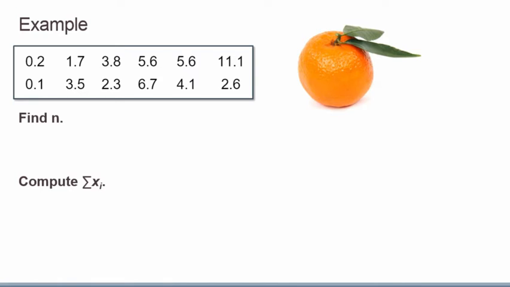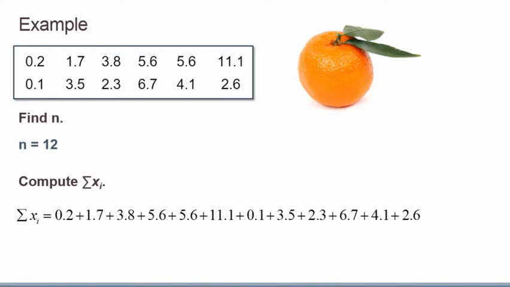Find n. n is the number of data points. If we count up our data points, we find that we have 12. So n equals 12. Compute the sum of x sub i. What they want us to do to find that sum is to add up all of our data points. Once we add up our data points, we find that the total is 47.3.